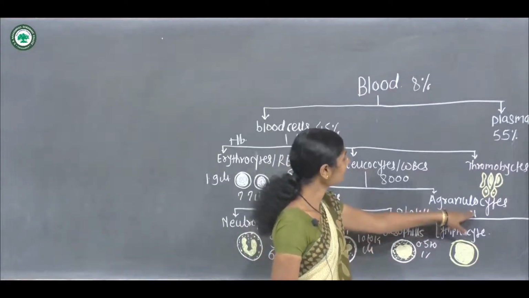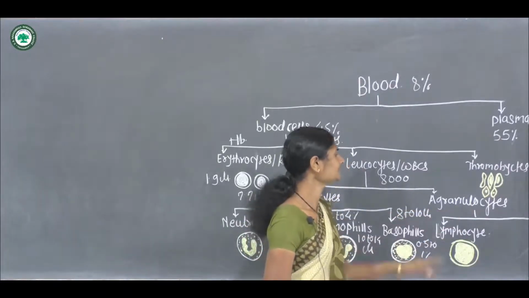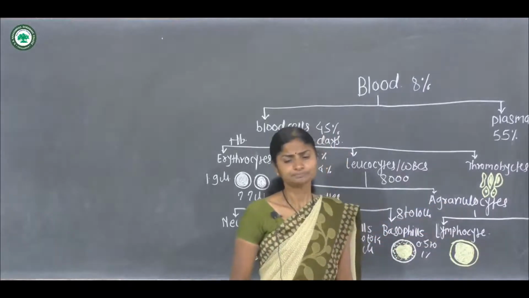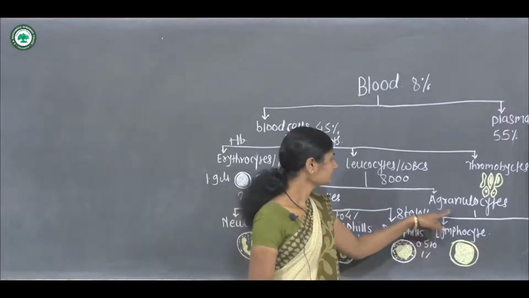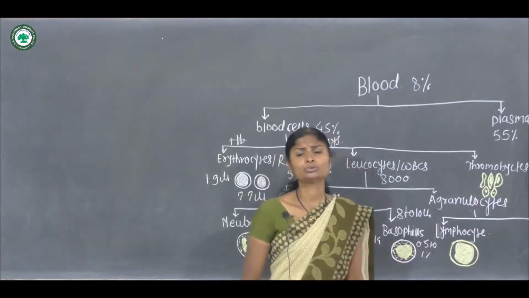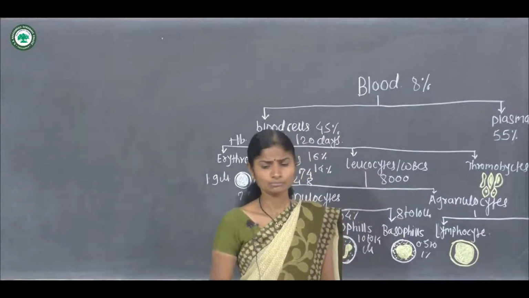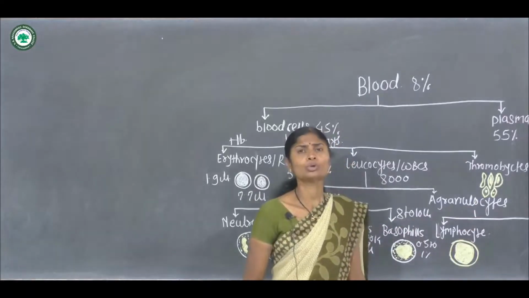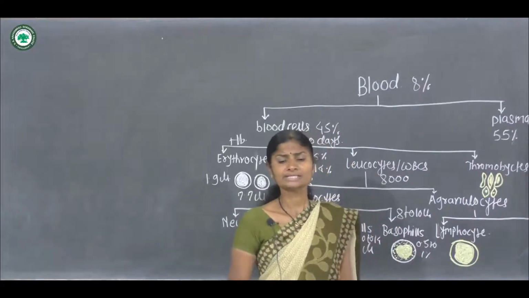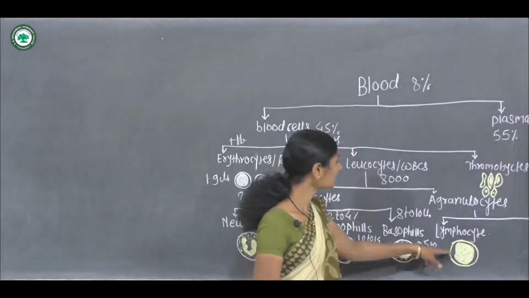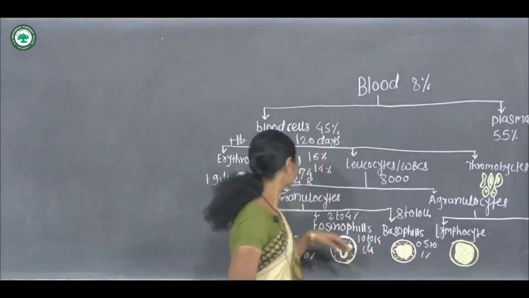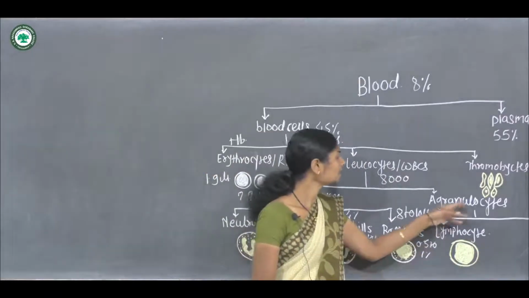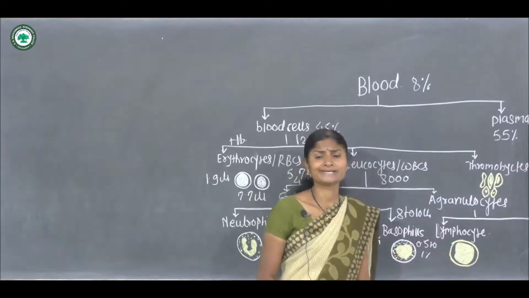Next type in our list is the agranulocyte, so named because granules are absent in the cytoplasm. Agranulocytes are again divided into two types, lymphocytes and monocytes. In agranulocytes the nucleus is mononuclear, meaning a single nucleus is present. Granulocytes show many lobed nuclei, but in an agranulocyte a single nucleus is present.